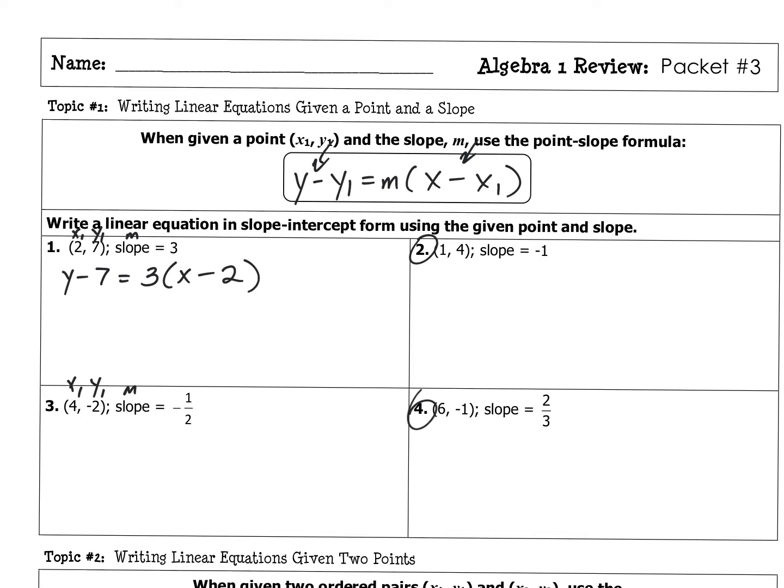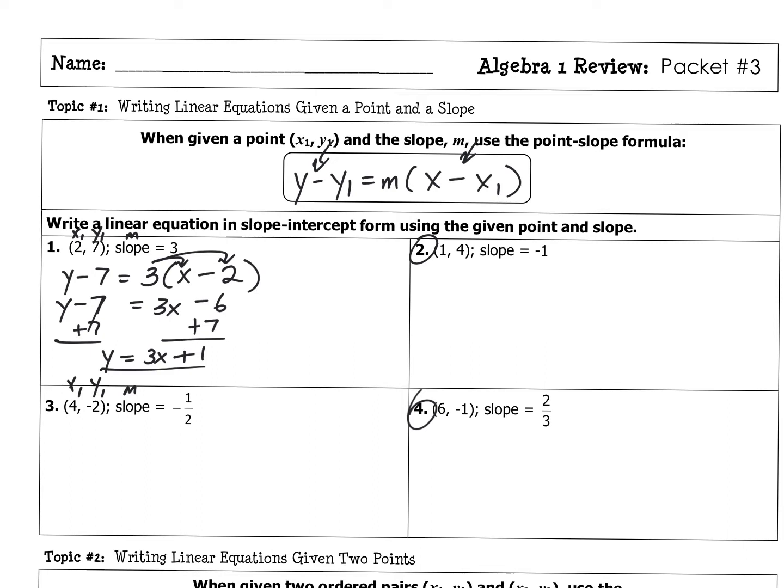And I need to distribute. 3 times x is 3x. 3 times negative 2 is negative 6. y minus 7. Add 7 to both sides. And y equals 3x plus 1. That is it.